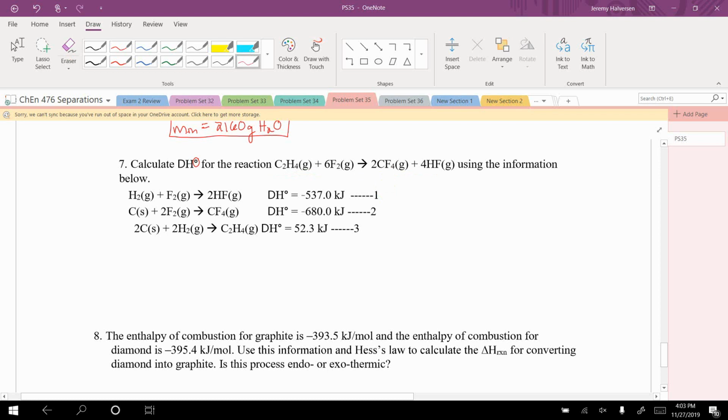Okay, so the idea here, this is Hess's law. The idea being if we can get these component reactions to add up to this reaction, then these delta H's will add up to this delta H. So why don't we go through how we would solve that.